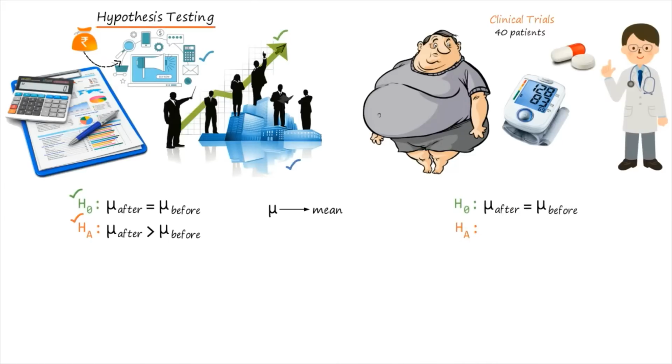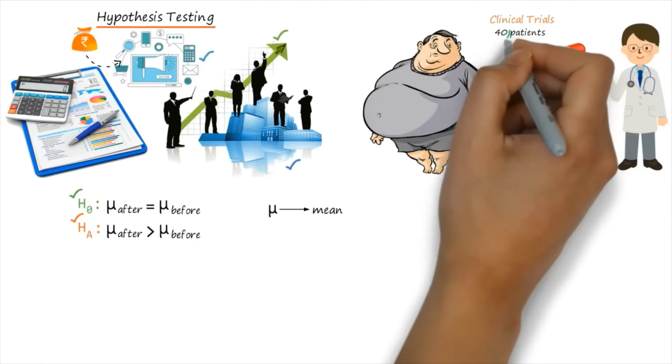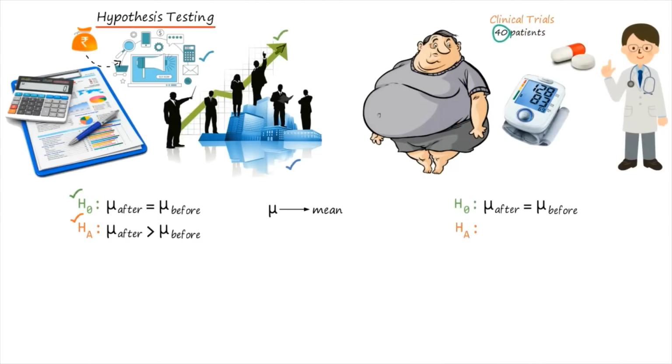So I have already stated that I am using mu means, whatever number of samples I am having, I am considering the sample mean. So what is the meaning of this line? That is, the mean blood pressure is same before and after taking the drug. So this is the null hypothesis.